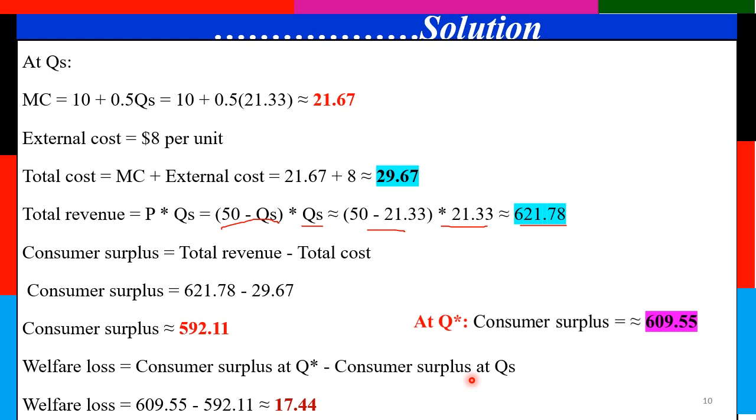So this number minus this number, that means 609.55 minus 592.11. Then you can get the deadweight loss, which is approximately 17.44. This is the deadweight loss or welfare loss.